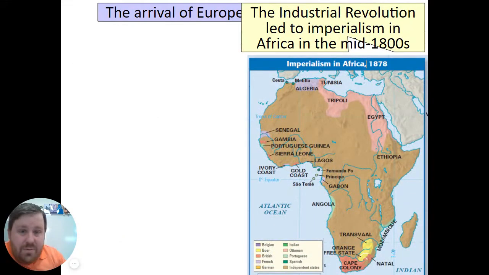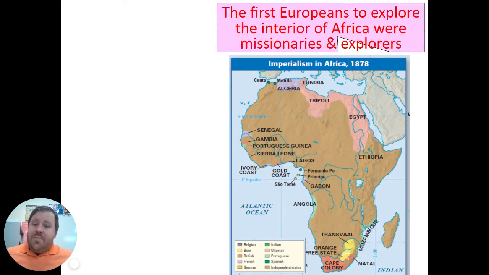So the Industrial Revolution is what we talked about in the last unit. That leads to imperialism in Africa in the mid 1800s. So instead of these frontier trading forts and stuff like that, now we have true colonialism and imperialism coming into Africa in the mid 1800s. So how does it happen? How is it connected to the Industrial Revolution? Let's talk a little bit about that.